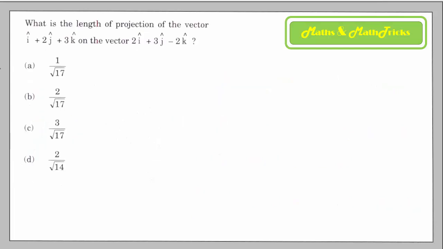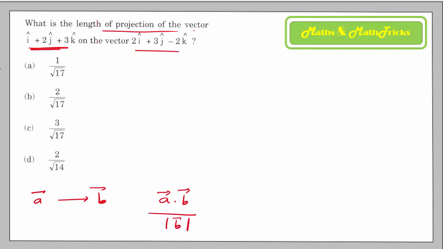Coming on to the next question. What is the length of projection of the vector on the other vector? You remember, if vector A is projected on the vector B, then the projection of A on B is given by A dot B divided by magnitude of B, because you are projecting A onto B. So here you have to project the given first vector onto the second vector.